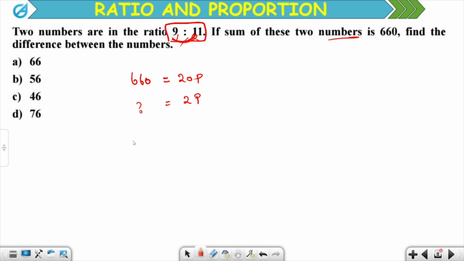2 parts. Okay, see here, cross multiply. So 660 into 2 by 20. Okay, and the 0 and 0 will get cancelled. So 2 and 2 will get cancelled. So the answer will be 66. Okay, so the answer for this one will be 66. Okay, next.